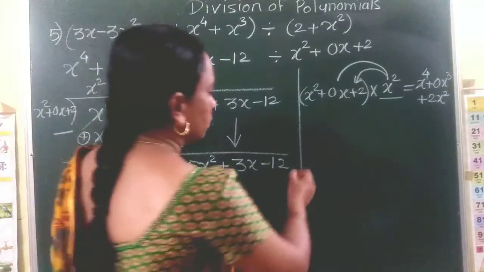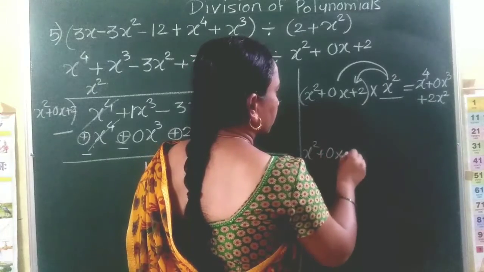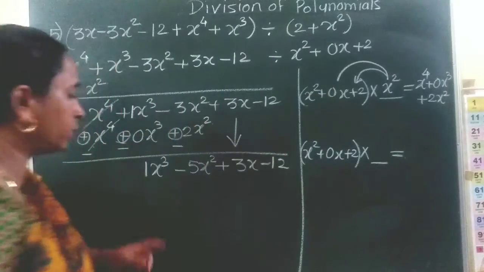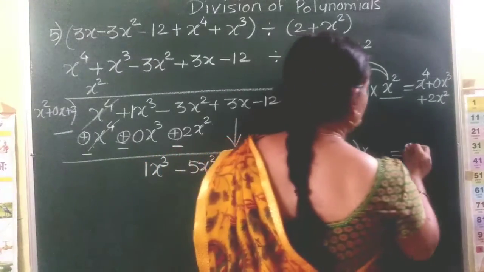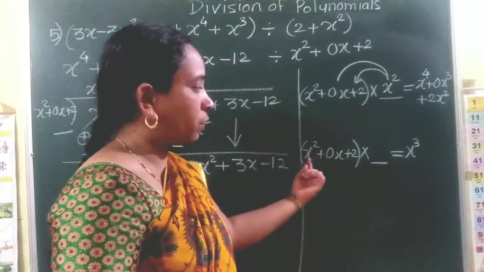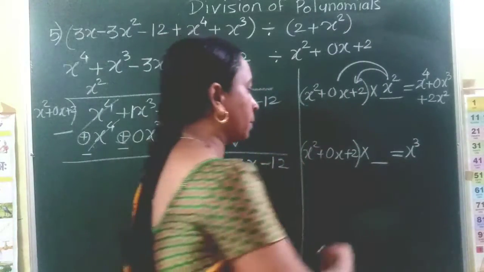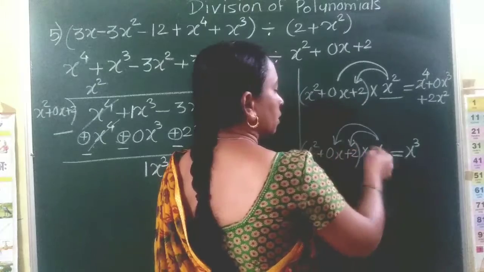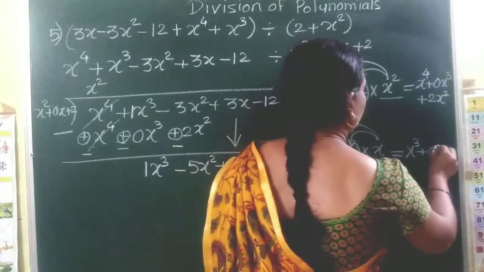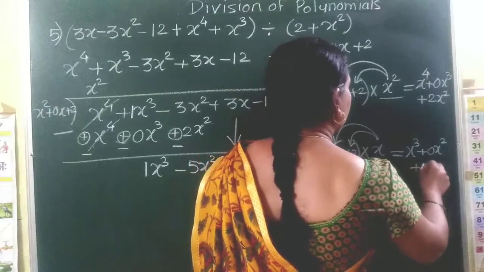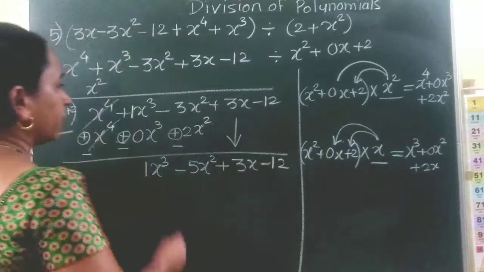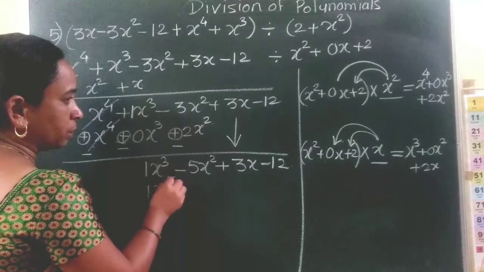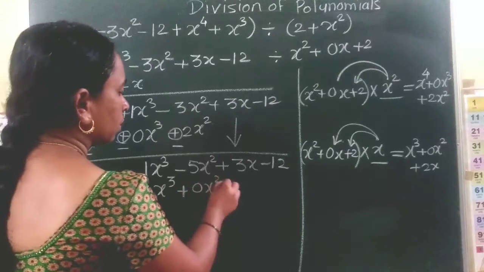Again take the divisor, x square plus 0x plus 2, multiplied by the term to get the first term, that means x cube. So here I'll take the x square and here x cube. To balance it I should multiply this by x. Now multiply with the remaining terms. If I multiply with the 0 I'll get 0x square. Here it would be 2x. Write the second quotient as x. Product is 1x cube plus 0x square plus 2x.